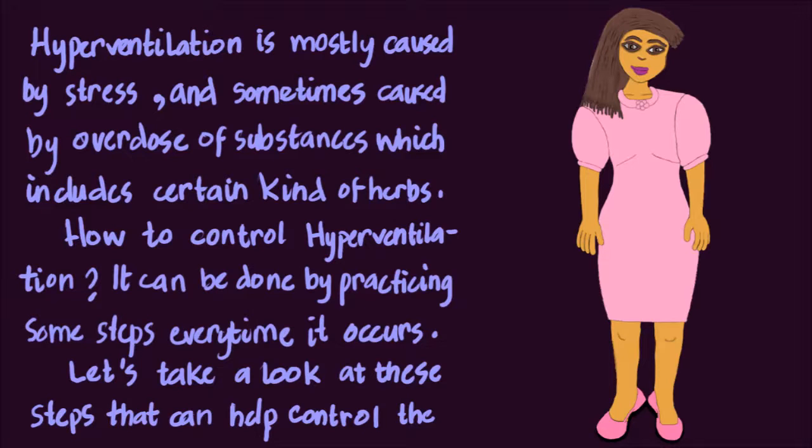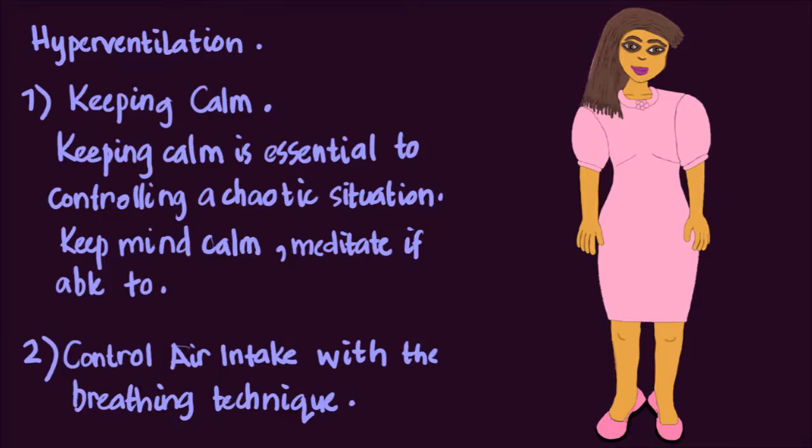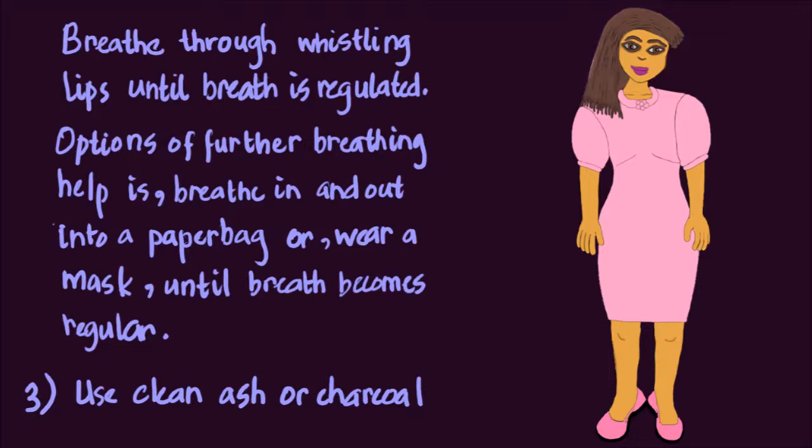How to control hyperventilation? It can be done by practicing some steps every time it occurs. Let's take a look at these steps that can help control the hyperventilation. 1. Keeping calm. Keeping calm is essential to controlling a chaotic situation. Keep mind calm. Meditate if able to. 2. Control air intake with the breathing technique. Breathe through whistling lips until breath is regulated.